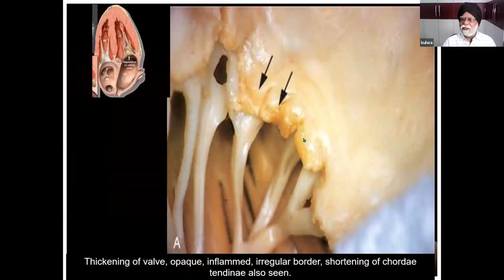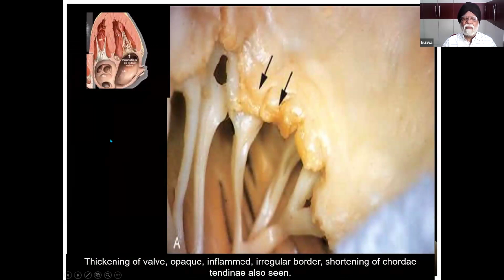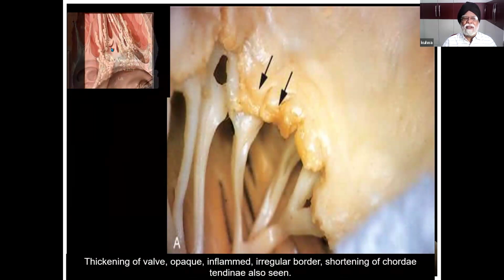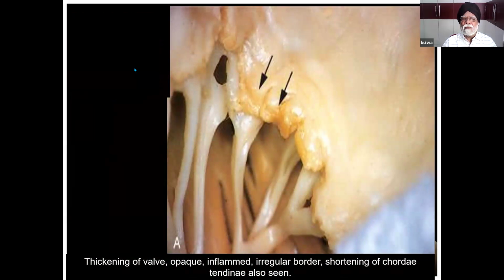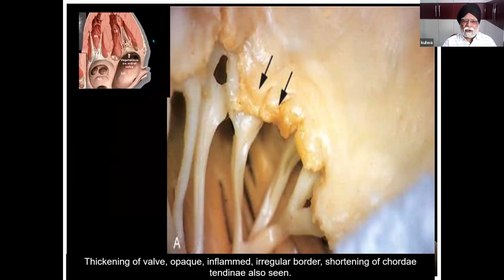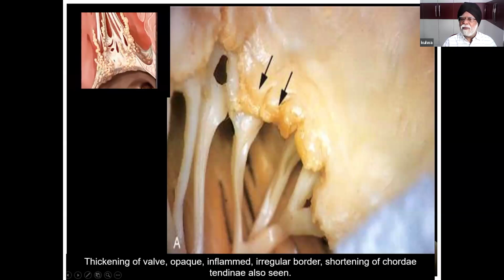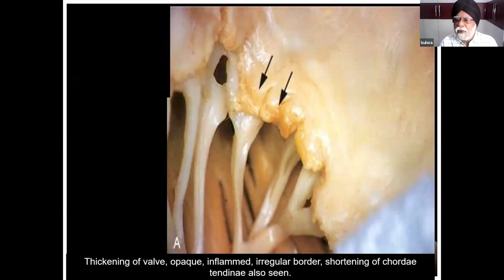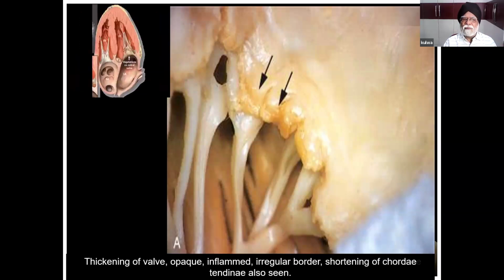You can see these are the vegetation on the valve. So clear. These are the supports of the valve, these are the valves, and these are the vegetation. You can see. These are the valves. And see, these are the vegetations. How these vegetations take place on the valve. Thickening of valve, opaque, inflamed, irregular border, shortening of chordae tendineae also. These are chordae tendineae, they become short due to the load. There is formation of vegetations which disturbs the total normal functioning of the cardiac system, especially the valve.